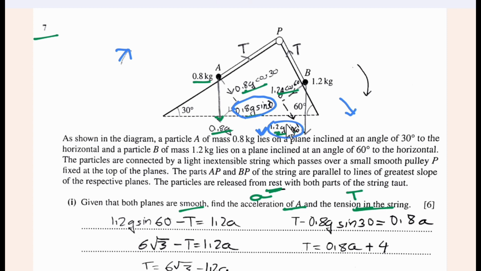So since B is moving downward, forward force, that is 1.2 g sin 60, minus backward force, that is the tension, is equal to mass into acceleration.